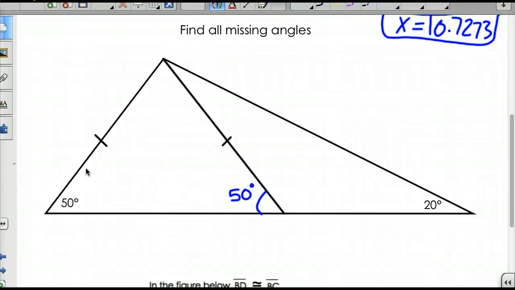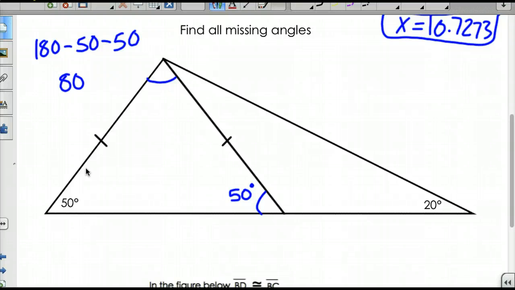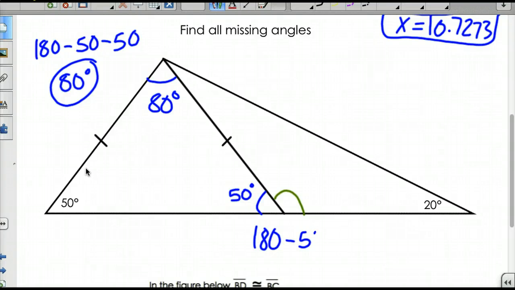Now from there, there's two things I can do. First, to find this angle right here at the top, I'll just do 180 minus 50 minus 50, right? Because I know the two angles, and this is a triangle. When I do that, I get 80 degrees. So I know this one is 80. The other thing I can do is right here, if you remember these kind of angles, this is a linear pair. Don't forget that this is a straight line, and we know straight lines are 180 degrees. So I could do 180 minus 50 degrees equals 130 degrees.